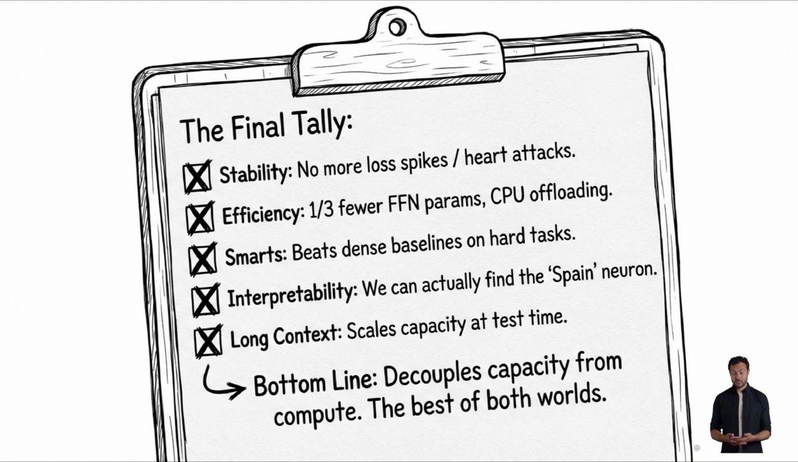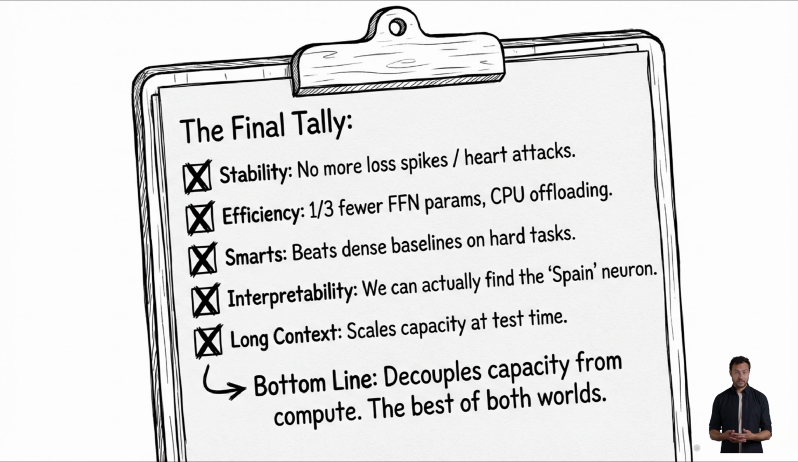Okay, time for final tally. Stability. STEM trains smoothly, without the sudden loss spikes that often appear when routing or load balancing gets messy. Efficiency. The model activates fewer feed-forward network parameters per token, and it can offload the large embedding tables to CPU memory, reducing pressure on GPU VRAM while keeping the backbone compute focused. Smarts means the model beats dense baselines on the hard tasks where extra capacity actually matters.